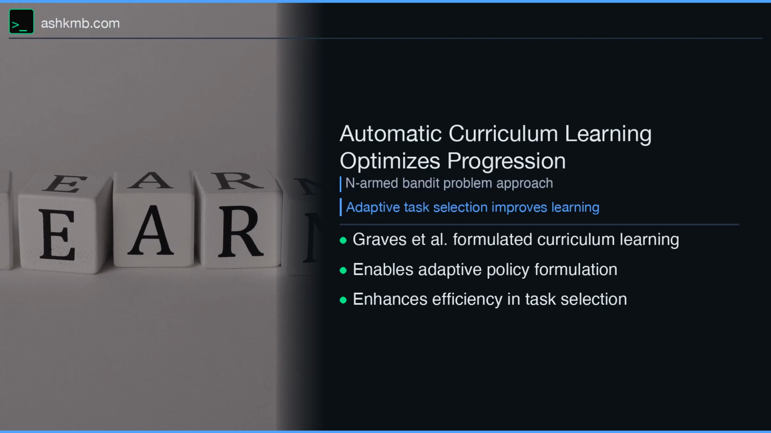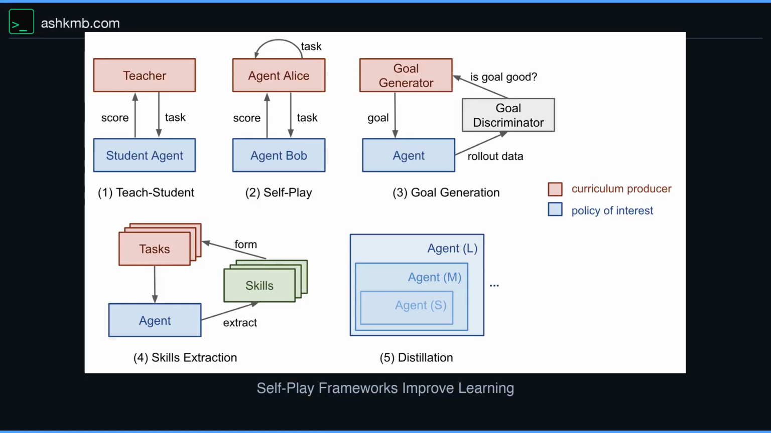Automatic curriculum learning optimizes the learning progression by framing it as an n-armed bandit problem, as discussed by Graves and colleagues. This approach enables adaptive policy formulation, allowing for more efficient task selection during training. Self-play frameworks further improve task learning by enabling agents to learn from each other through competition. Sukhbaatar and colleagues introduced asymmetric self-play, allowing agents to engage in a competitive environment, which significantly enhances their learning experiences.